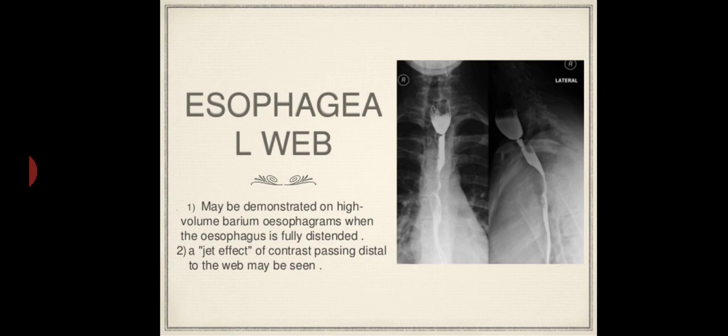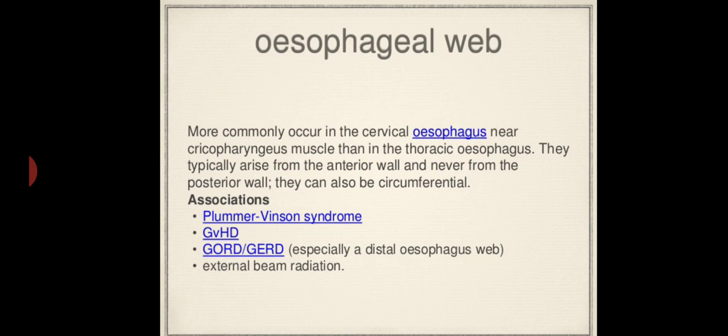Now there are some specific conditions in the barium swallow, which are as follows. The first one is the esophageal web. It may be demonstrated with high volume barium esophagograms when the esophagus is fully distended. A jet effect of contrast passing distal to the web may be seen. Next, more about the esophageal web. They more commonly occur in the cervical esophagus near the cricopharyngeus muscle than in the thoracic esophagus. They typically arise from the anterior wall and never from the posterior wall. They can also be circumferential.